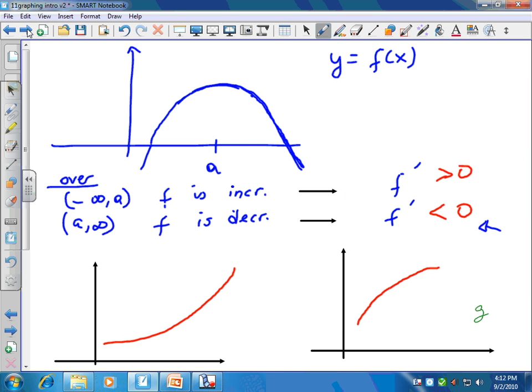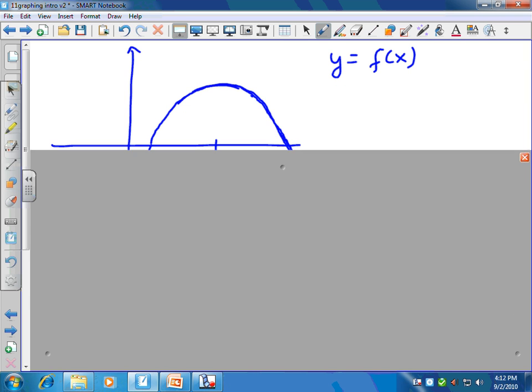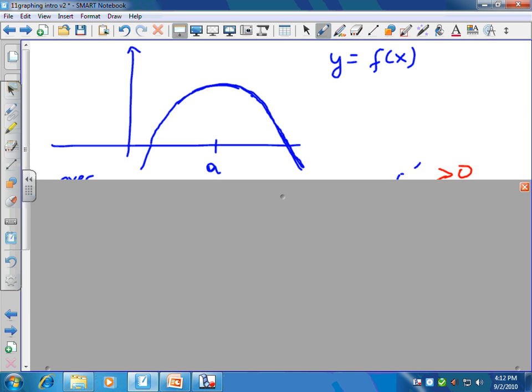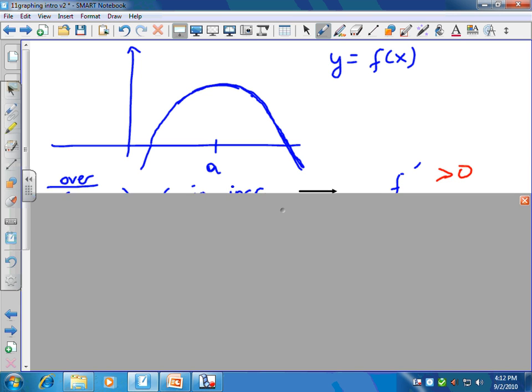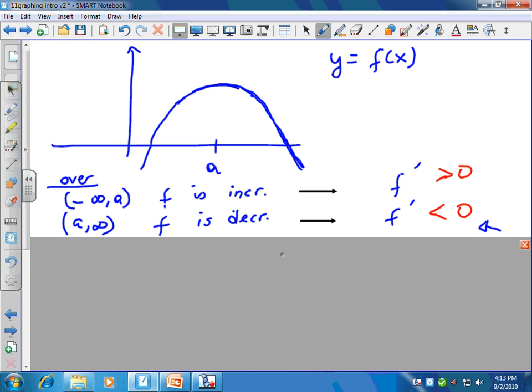Now let's take a look at this function for a moment. And let me shade it a little bit so you don't have to look at everything at once. So we have y equals f of x, increases up to a, decreases afterwards. So we can clearly say this function is increasing from negative infinity to a, correct? Basically over this region. And over the x-axis from negative infinity to a, this function is increasing. And over the second interval from a to infinity, this function is decreasing.